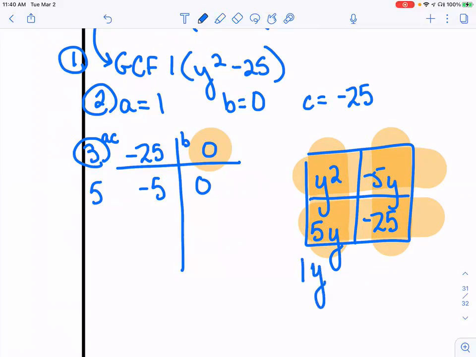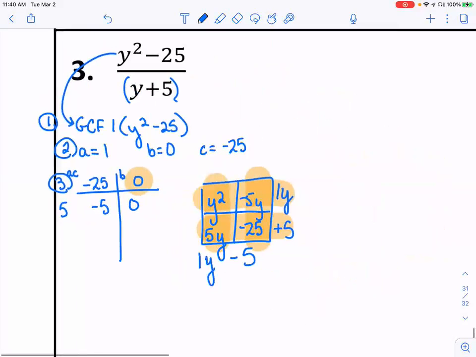Yep. GCF in the second column. Good job. GCF in the top row. GCF in the bottom row. You could probably tell me what's going to end up canceling. Yes, it's good. It would be a bad moment as a teacher if I didn't show you why.